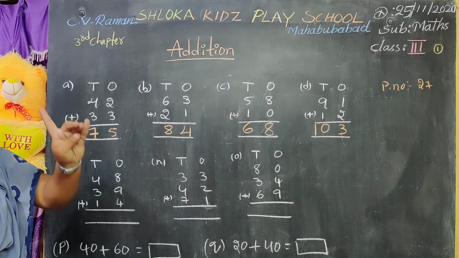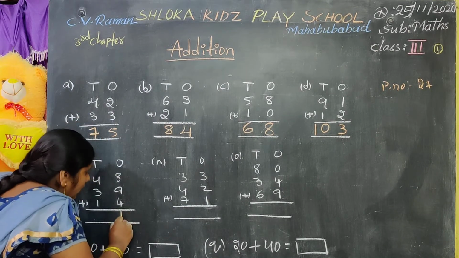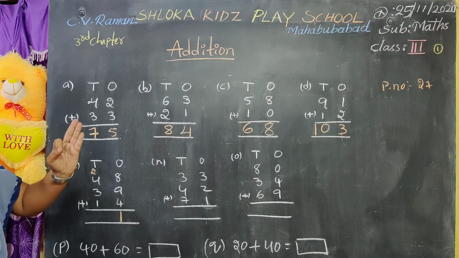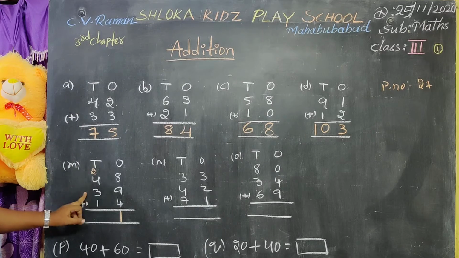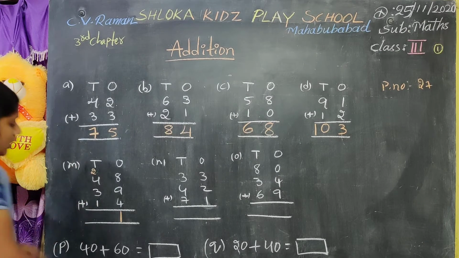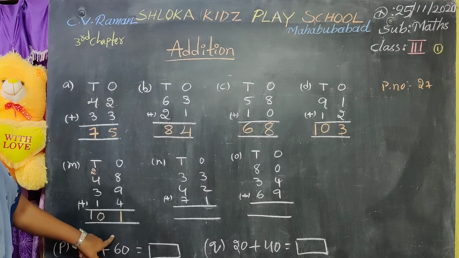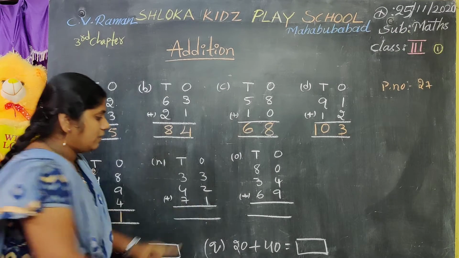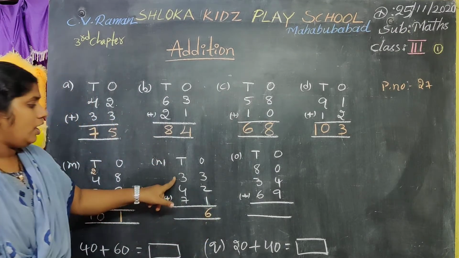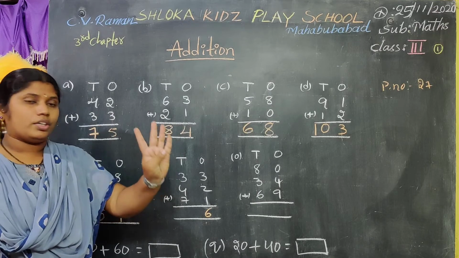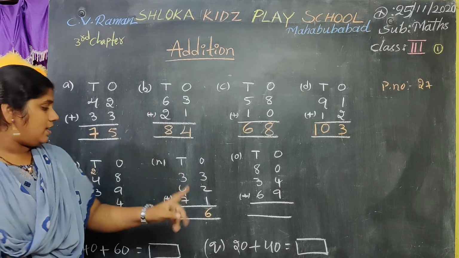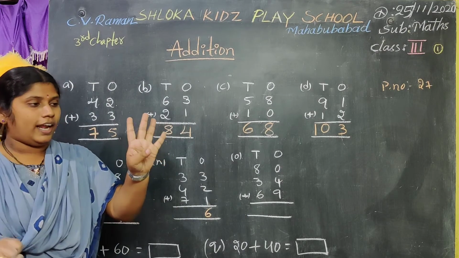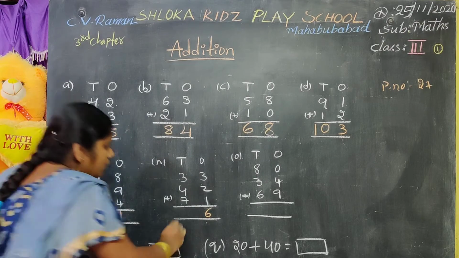18, 19, 20, 21. So 21 means 1 here, 2 here. Then 4 plus 3: 5, 6, 7. 7 plus 1, 8. 8 plus 2, 10. Next, 3 plus 2: 4, 5. 5 plus 1, 6. 3 plus 4: 7 after 7 count, 7 after 7 fingers: 8, 9, 10, 11, 12, 13, 14.